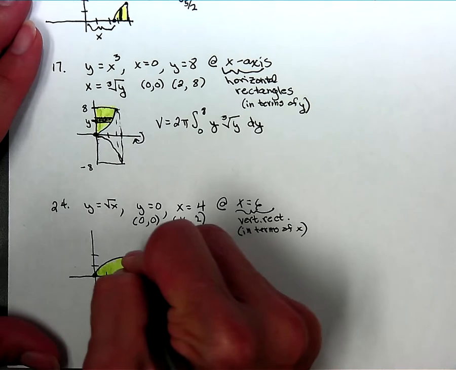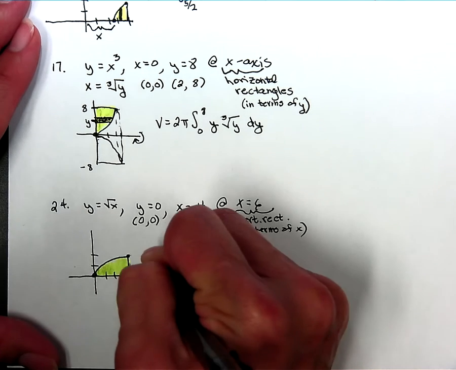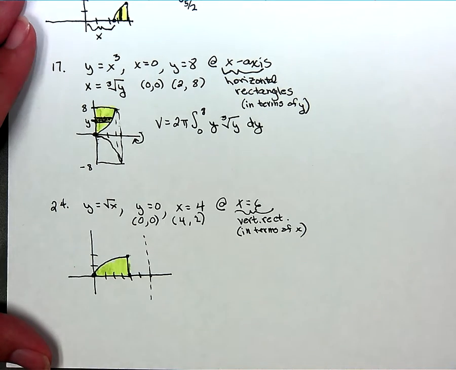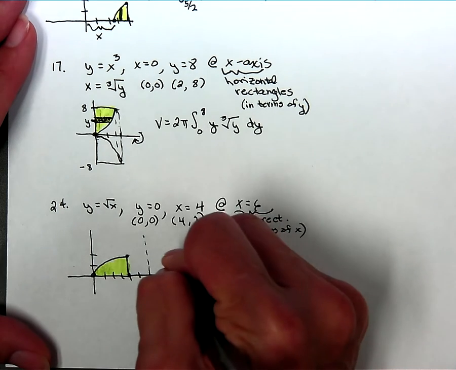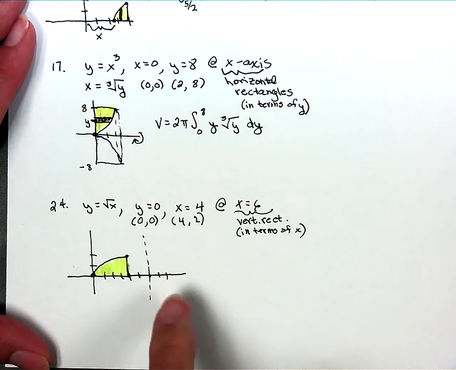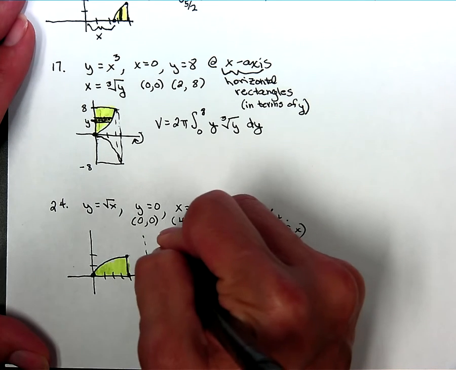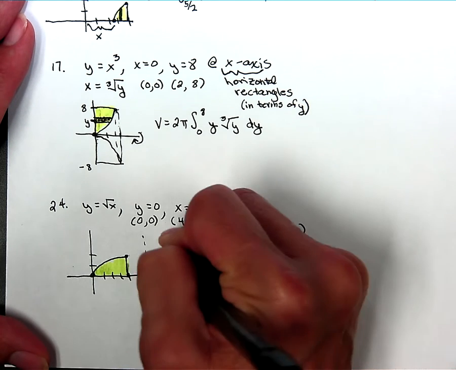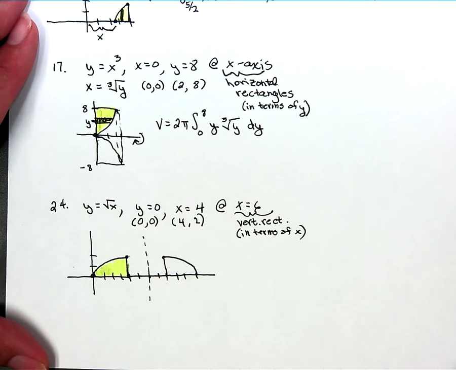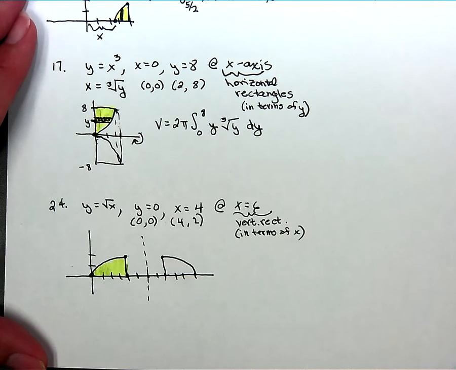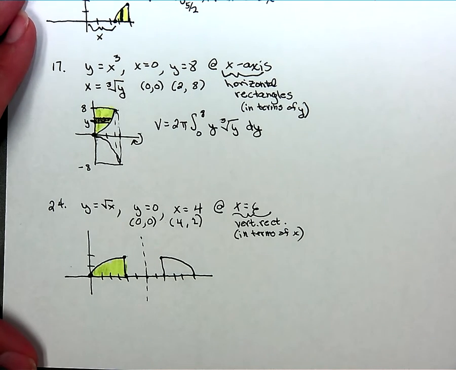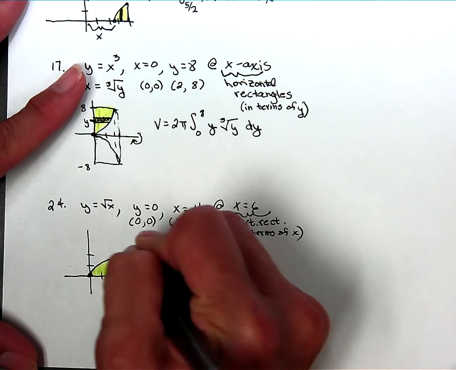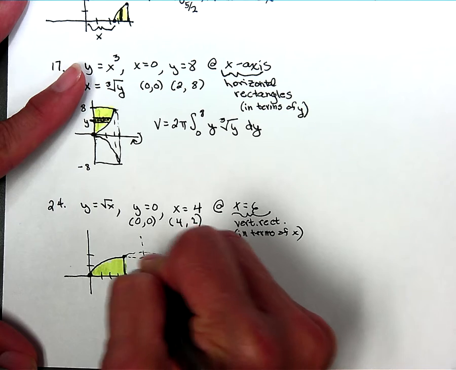And I'm going to rotate it about the line x equals 6. So over here, there's going to be the mirror image of that, to the very best of my ability. I'm going to get this thing with a hole in it.